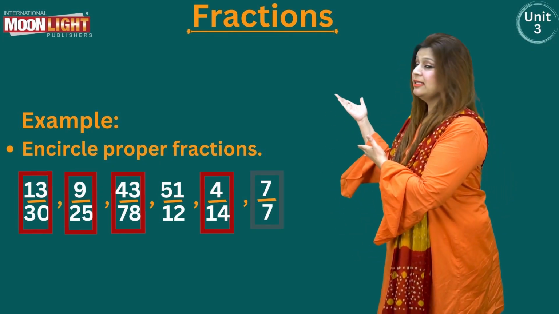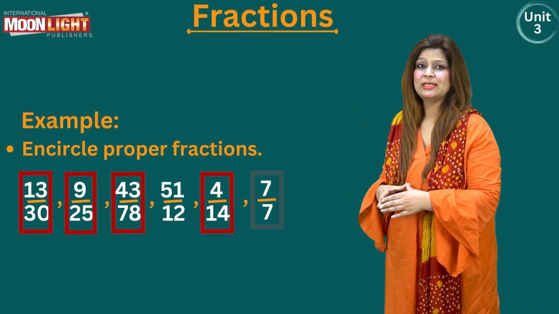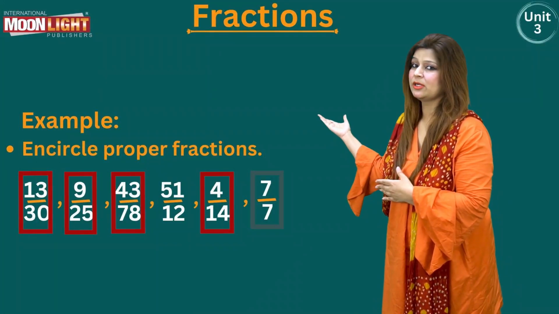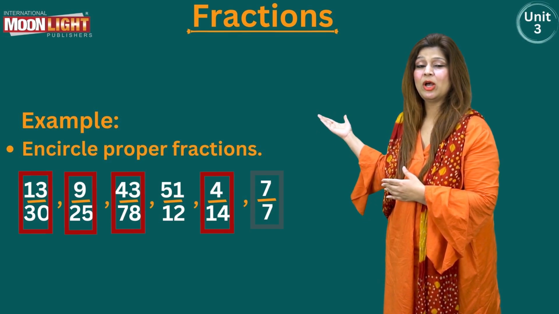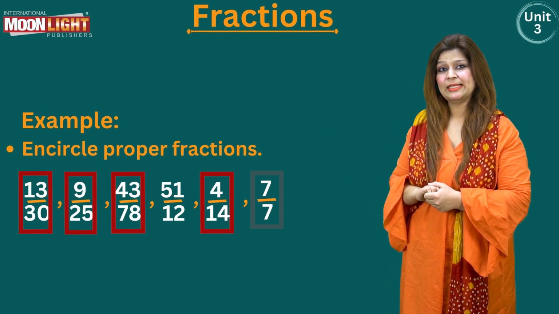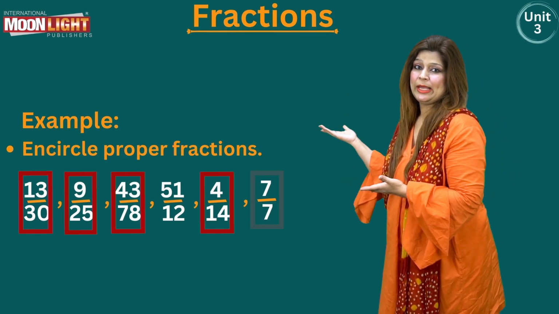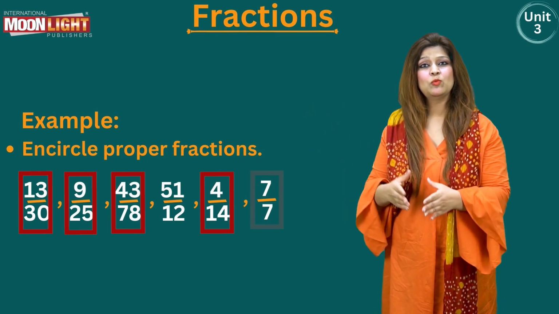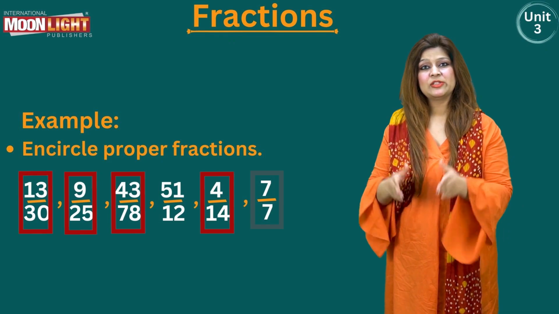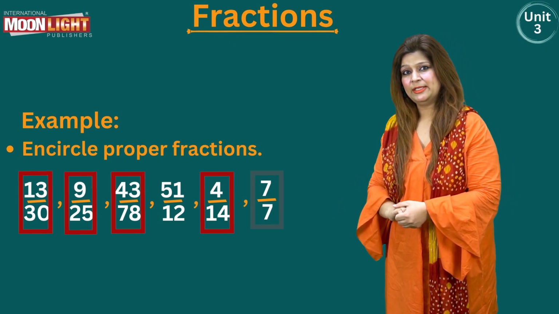So here we go, the number 13 by 30. You know that this is a proper fraction, so we are going to circle this one. And we are going to circle 9 by 25. Yes, because here also the numerator is less than the denominator. The next one is 43 by 78. This one is also a proper fraction because the numerator is smaller than the denominator.